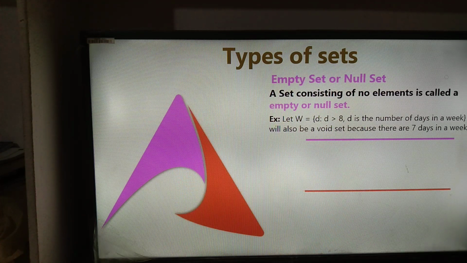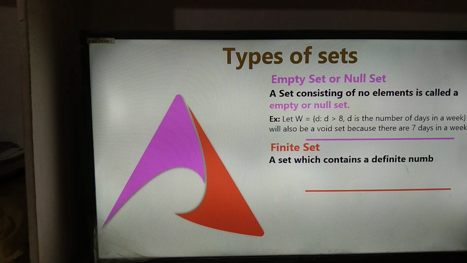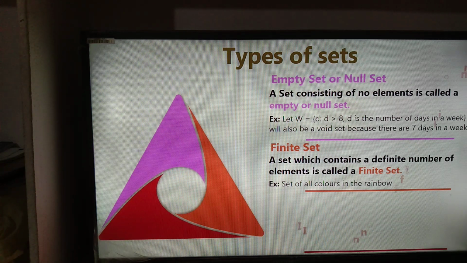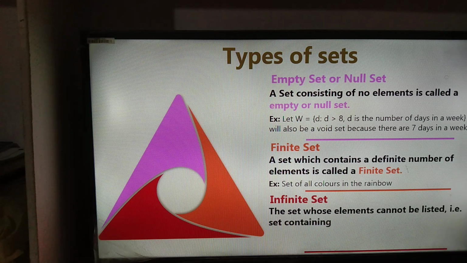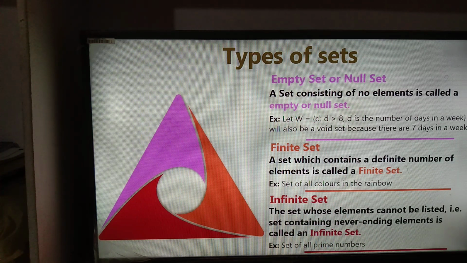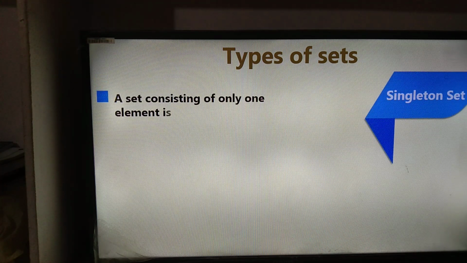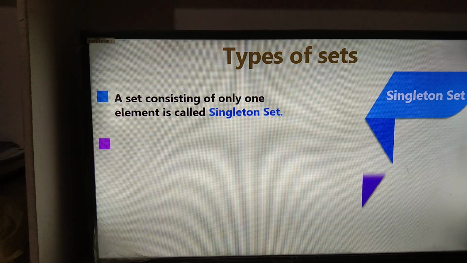And then finite set: a set which contains a definite number of elements is called a finite set, for example the set of all colors in the rainbow, which is finite. And the third one is infinite set: a set whose elements cannot be listed, that is, a set containing never-ending elements, is called an infinite set. Example, set of prime numbers. And then let us see, what do you mean by a singleton set? A set consisting of only one element is called a singleton set.